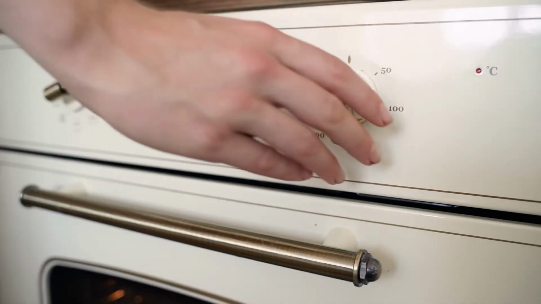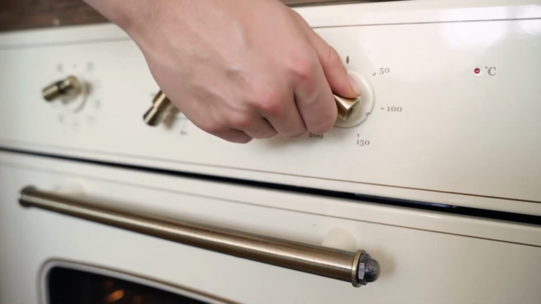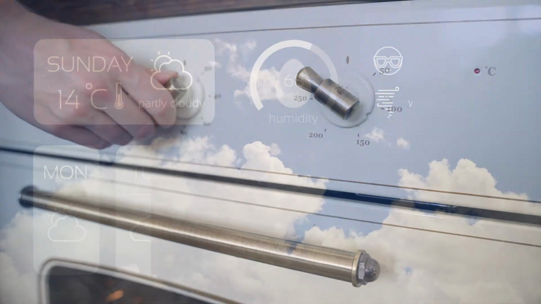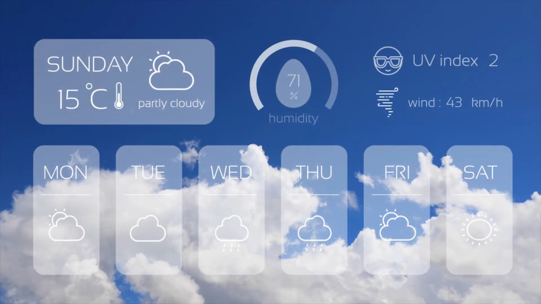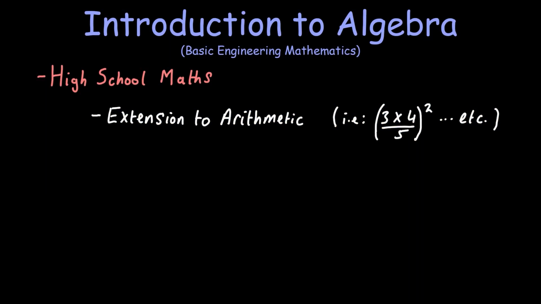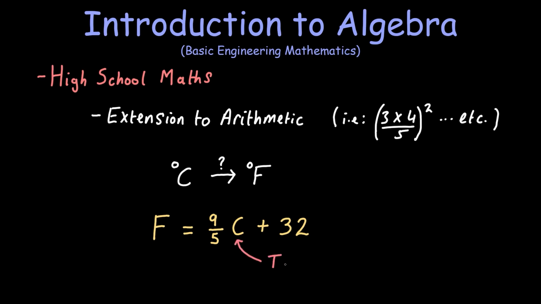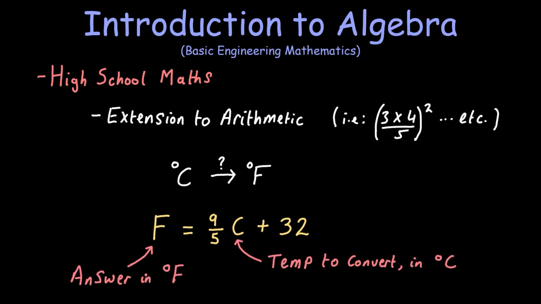If you live in the UK, oven temperatures are normally shown in degrees Celsius. This also applies to temperatures in weather reports and so on. So if you need to set your oven to 180 degrees Celsius, you can find the equivalent temperature in Fahrenheit using this algebraic equation, where the letter F is the answer in degrees Fahrenheit, and the letter C represents the temperature to convert in degrees Celsius.